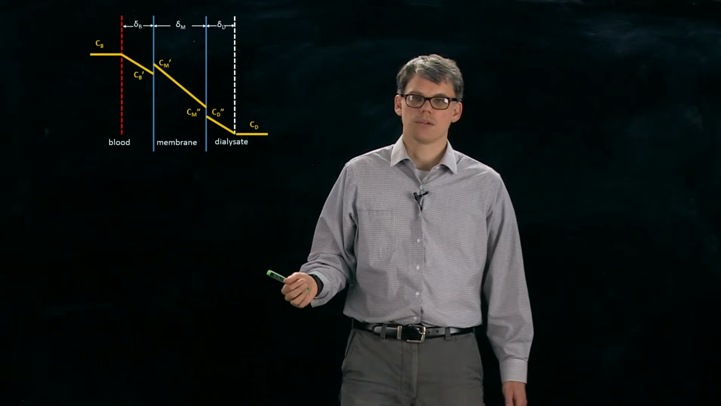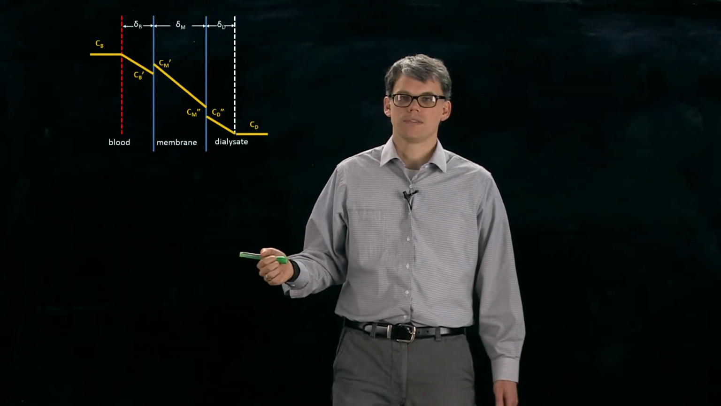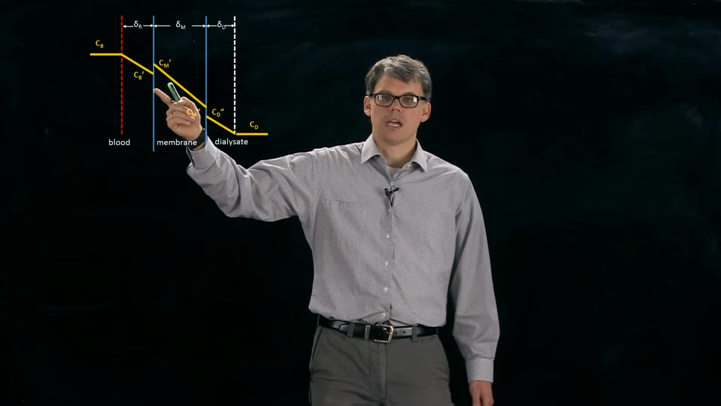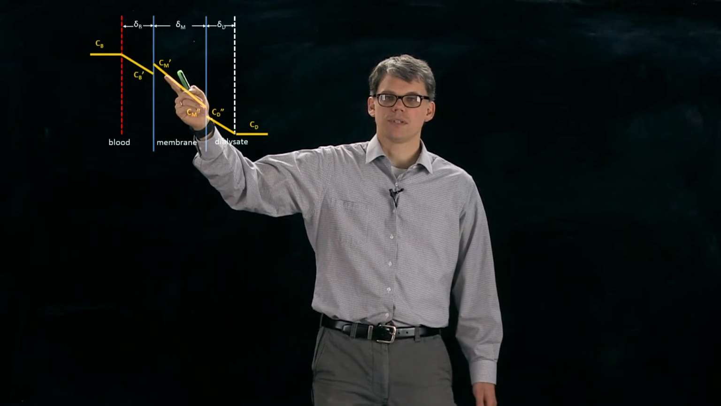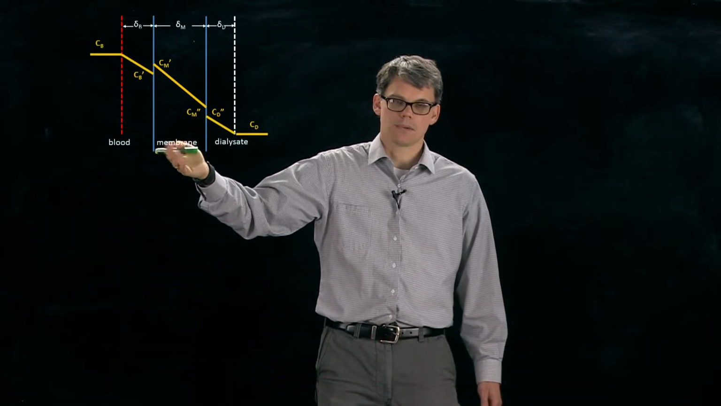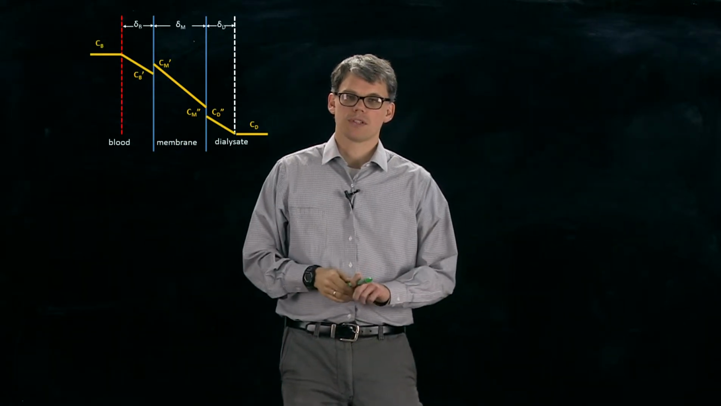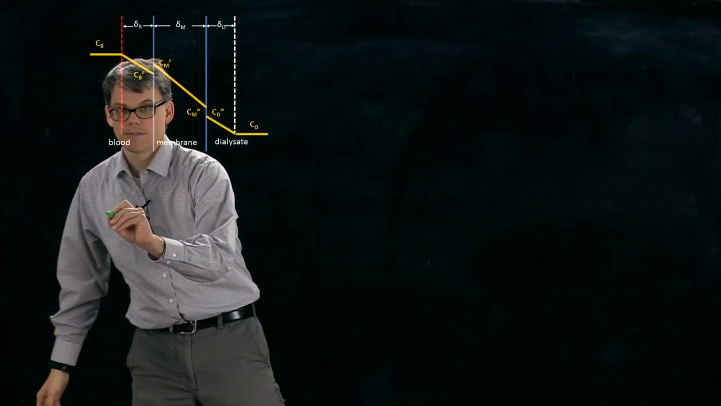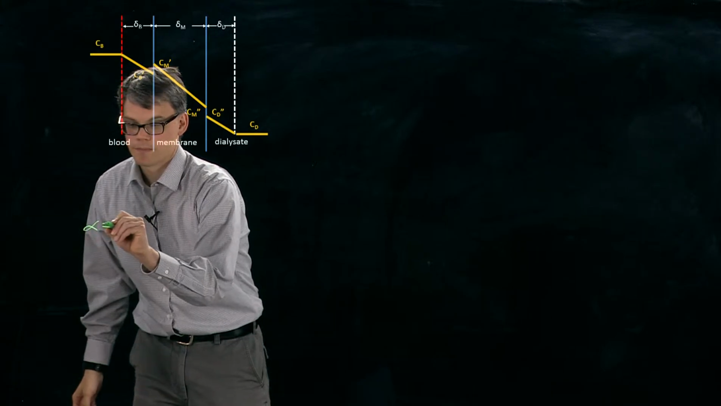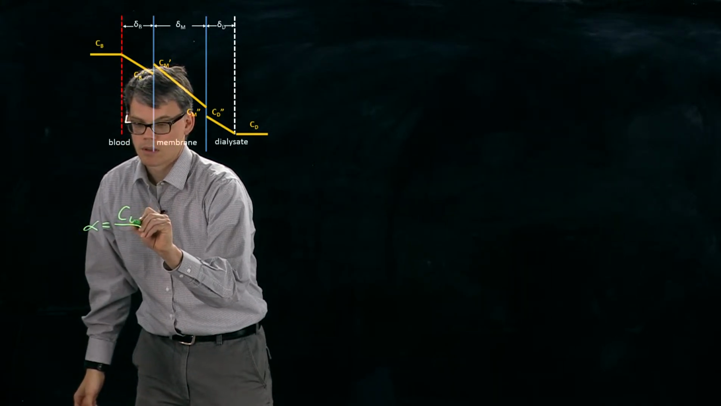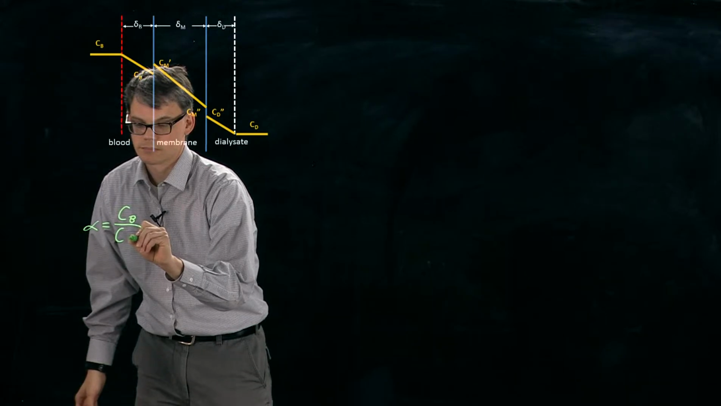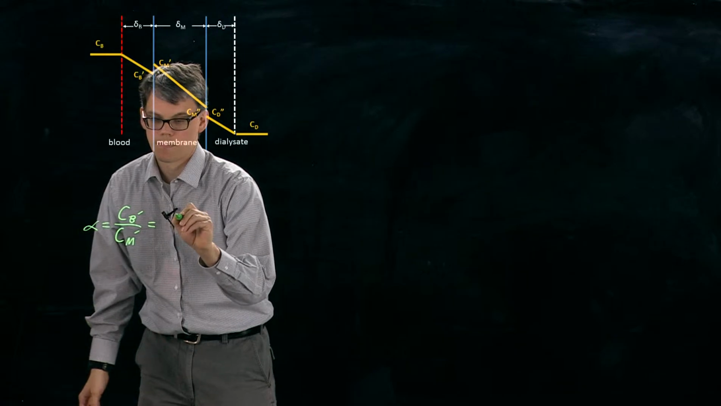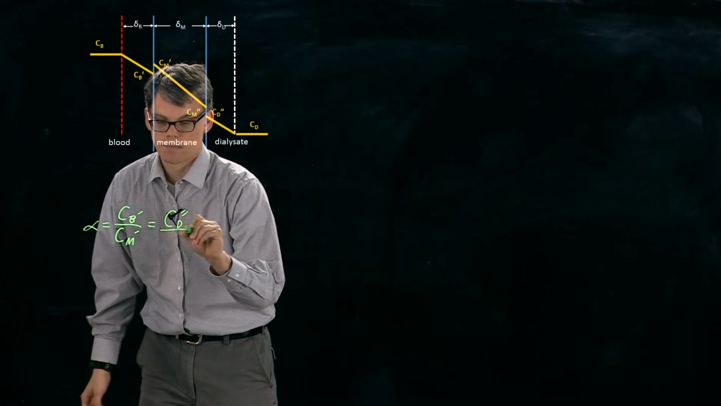And this has to do with the relative solubility of a substance on either side of an interface between two materials. You'll notice here between the blood and the membrane that the concentration is a little bit different. The ratio of those concentrations is the partition coefficient. And we're going to assume that the partition coefficients on the blood side and the dialysate side are the same. So the partition coefficient, alpha, on the blood side is going to be the same as on the dialysate side.